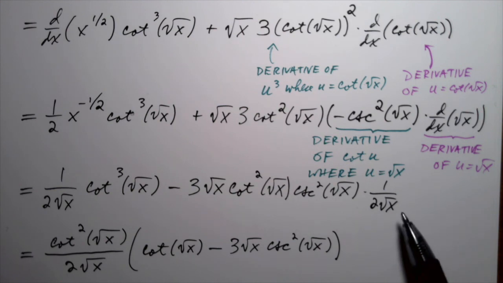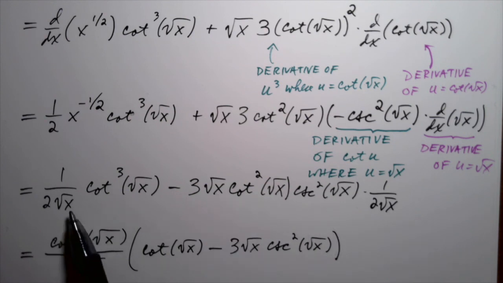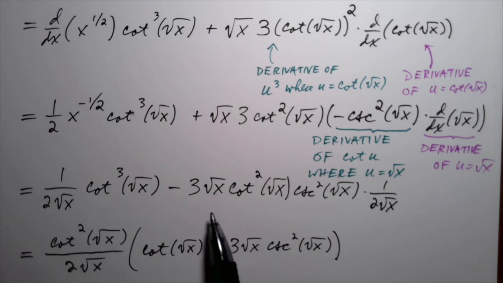Another way to write it would be to cancel the square root of x's here and here, bottom and top. So I could have also written it as just this term minus 3 cotangent squared square root of x cosecant squared square root of x. I don't know. Sometimes it's not clear what the best way to write the answer is. Regardless, there's the derivative.